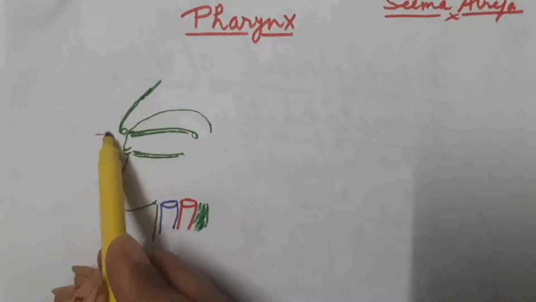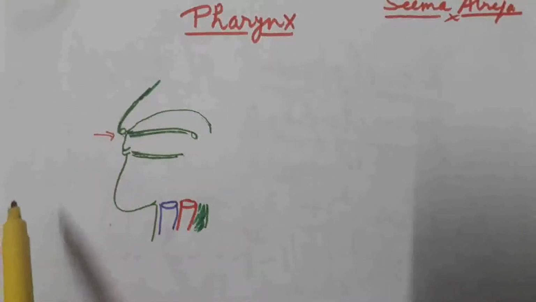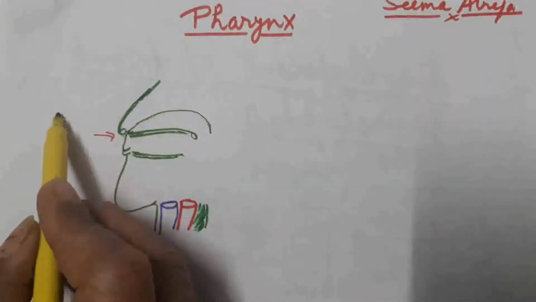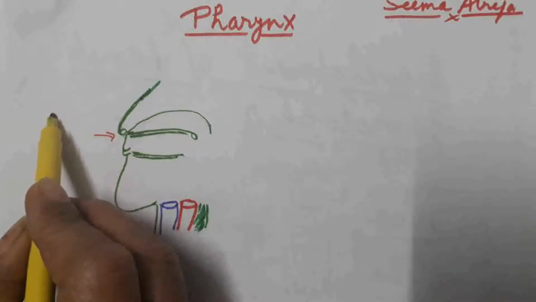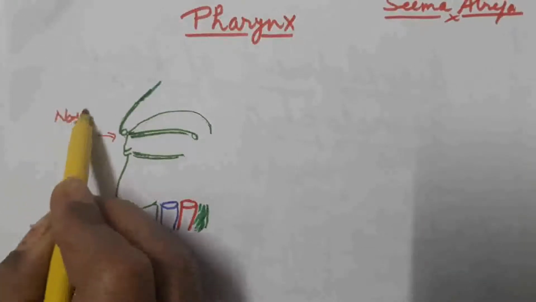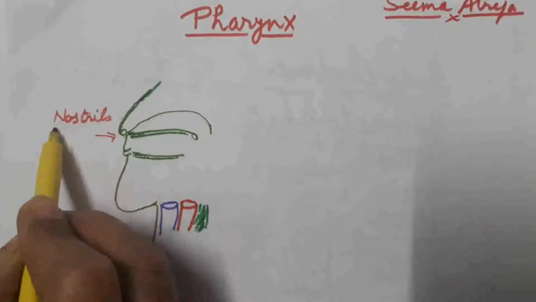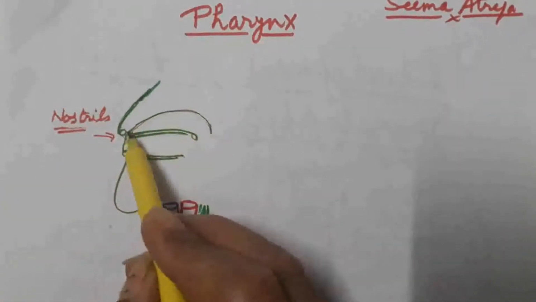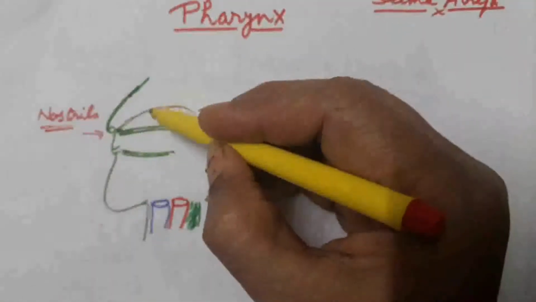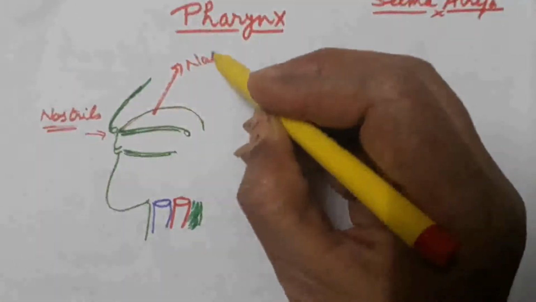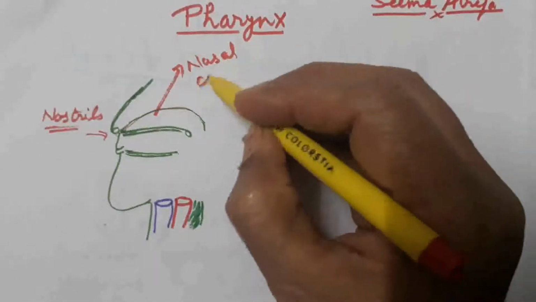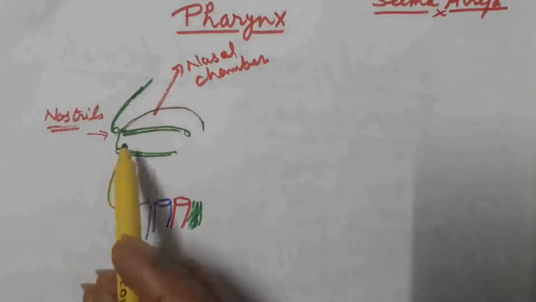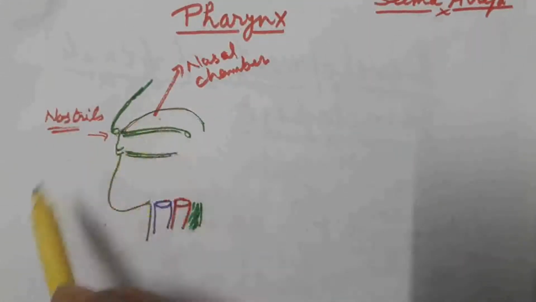This is the region through which air enters inside the nasal chamber, and we call it the external nostrils. These are the nostrils through which air enters inside. This is the area, the nasal chamber. Through the nostril, air enters inside the nasal chamber.